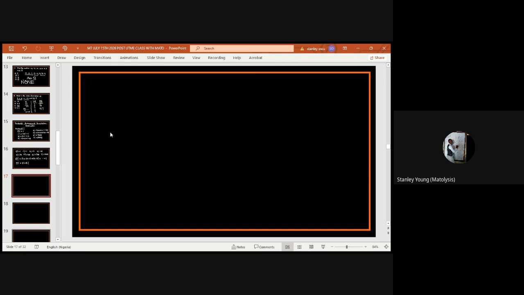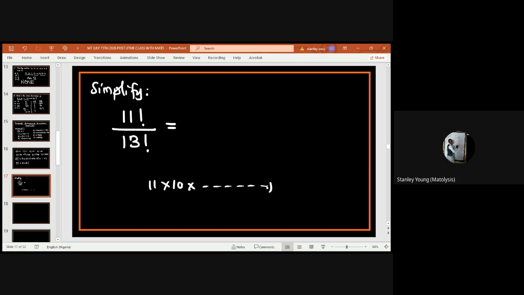Now, it helps you to solve mathematical expressions involving factorial easily. For instance, if I ask you to simplify 11 factorial divided by 13 factorial, it would be a waste of time to do 11 times 10 all the way to 1, and then do 13 factorial like that. It will waste your time.